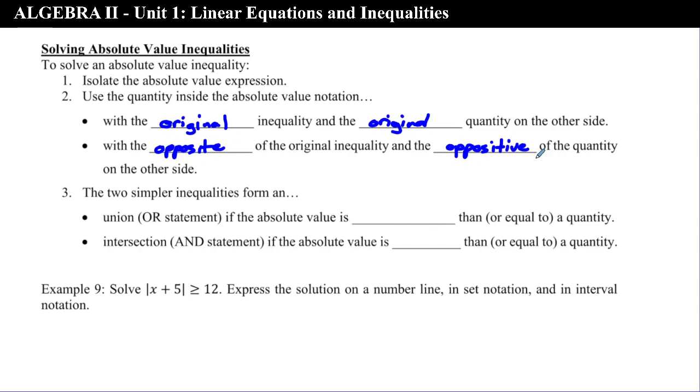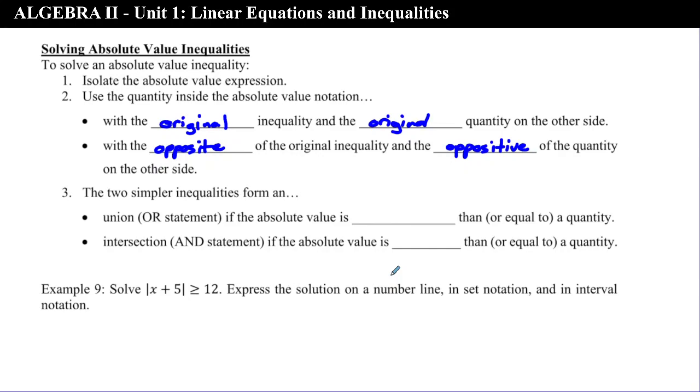Okay? The nice thing here is all the changes are going to happen to the same side. So one you're going to do with the original, just like it is, just drop the absolute value. And on the other, you'll drop the absolute value, but then you'll change the sign of the inequality, then you'll change the sign of what's on the other side of the absolute value. And you'll see that here in these examples as we do them.